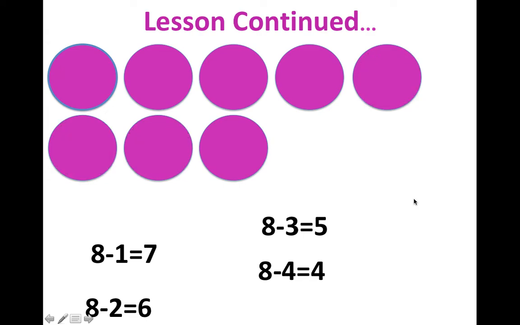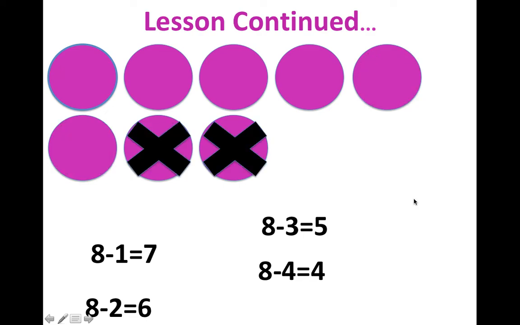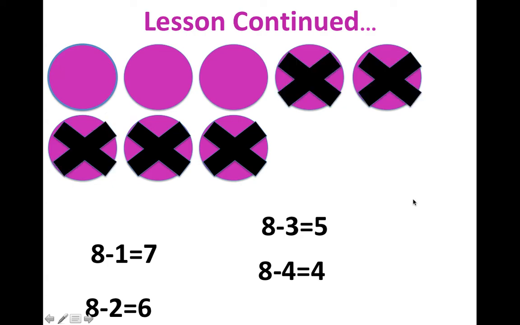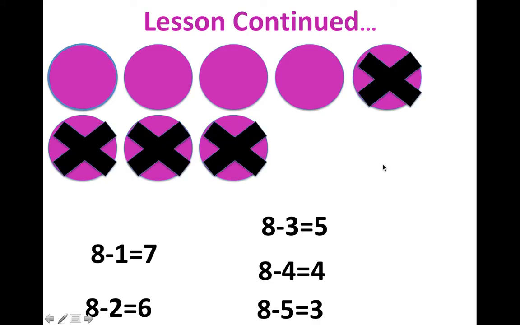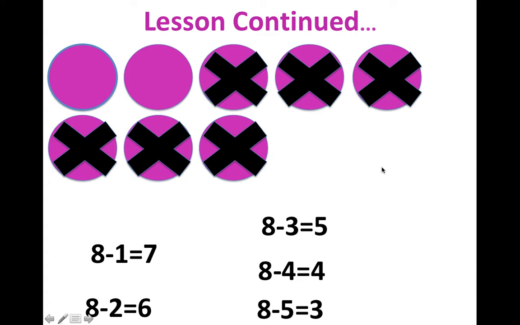So we will go back to 8 again, and this time we will be taking out 5. So I have 1, 2, 3, 4, 5. The number sentence that matches that is 8 minus 5 equals 3, because I still have 3 that are new. So I'm going to again erase the X's and go from the beginning of 8. This time I'm going to take out 6 of them. The number sentence that goes along with this one is 8 minus 6 equals 2.